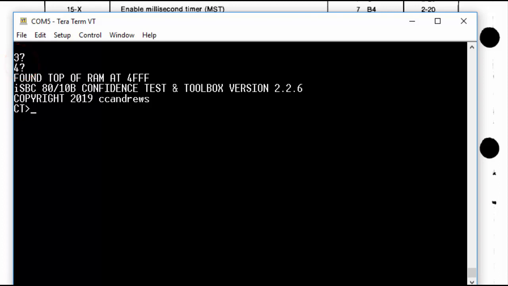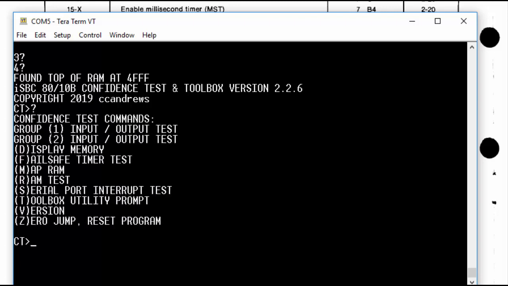Is it finding the RAM at a prefix of 3, or is it finding the RAM at a prefix of 4? And this board, since it's jumpered for the 2732 EPROMs, which has 16K, its RAM is going to be up in the 4 prefix. So it says it found the top of the RAM at 4FFF, and of course the RAM then goes downwards from there, and that's the rest of the sign-on.